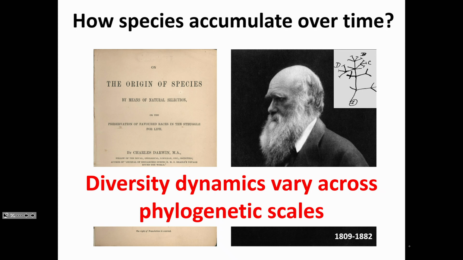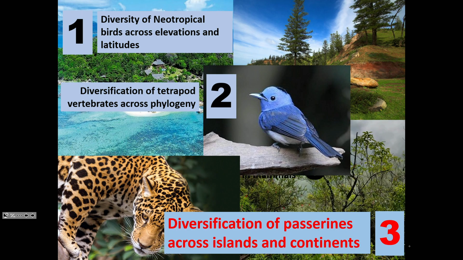So how do species accumulate over time? Well, we saw that the diversity dynamics might change across phylogenetic scales. And this brings me to the last study, which focuses on diversification across islands and continents.